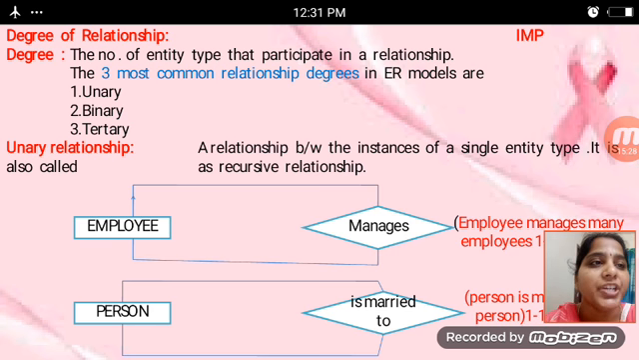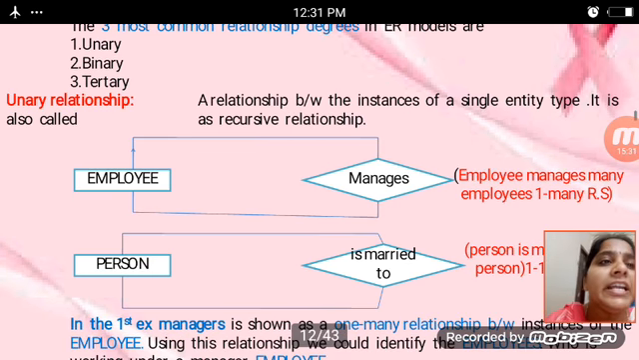In a unary relationship, the relationship is between the instances of a single entity. It is also called a recursive relationship. For example, I am taking one figure here. Employee has managers. An employee manages many employees, so it is a one to many relationship. The employee manages many employees.